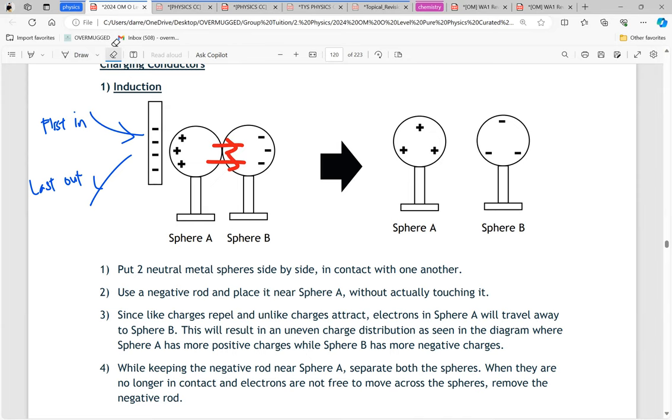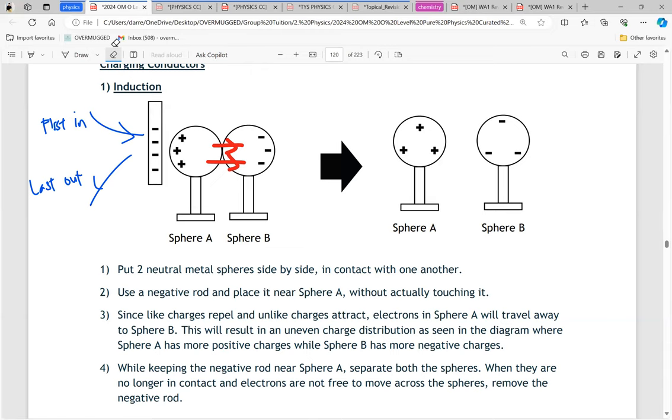Confusing, right? I repeat one more time. Originally, it was neutral. When I bring in my negative rod, it wasn't unlike charges attract, but it was like charges repelling, forcing my electrons to flush all the way to the right side, leaving behind my positive charges on the left. That's how I end up with my charge distribution as seen here. Because if you bring in a negative rod and you claim that unlike charges attract, you are saying that the positive charges move towards this negative rod, which is untrue and not possible because positive charges cannot move. It's a very minute difference, but it's the difference between a correct and a wrong answer.